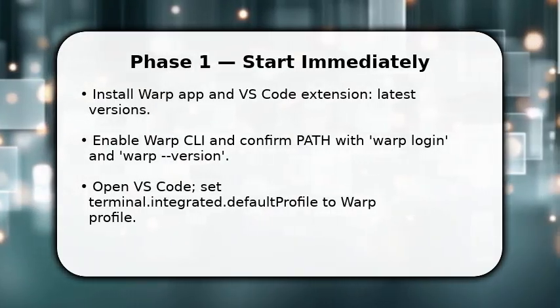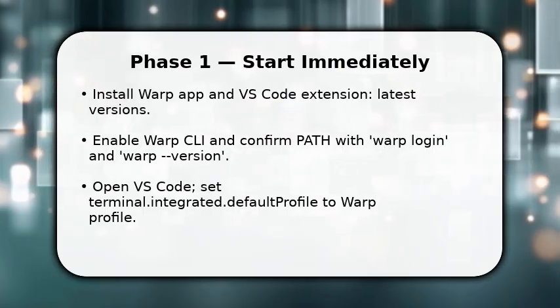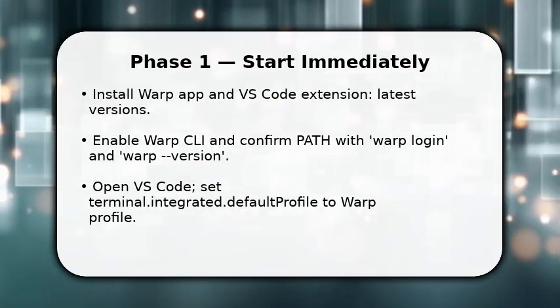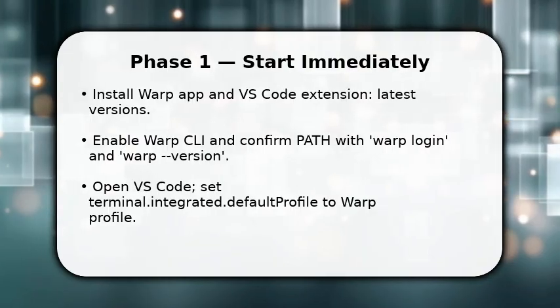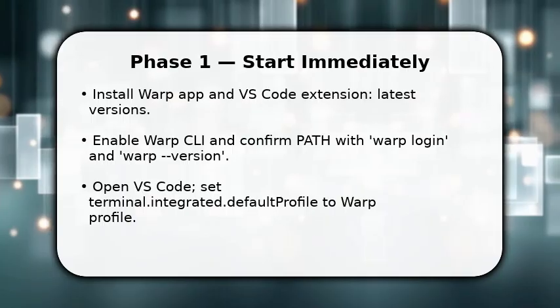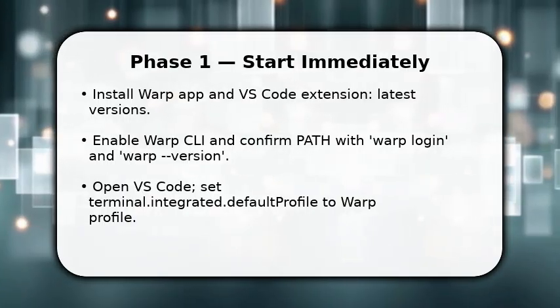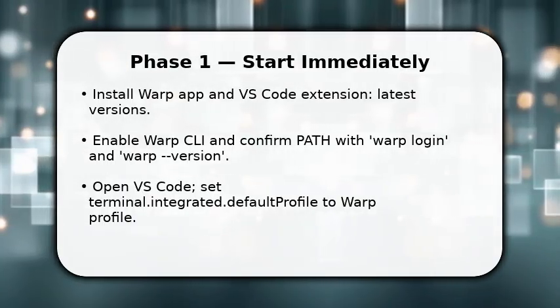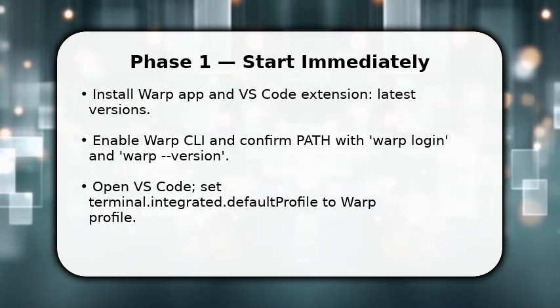Next, open VS Code and set terminal.integrated.defaultProfile to the Warp profile so new terminals launch correctly. Make sure authentication completed in Warp. Without it, sessions and sync features won't work. This gets you into an interactive Warp shell inside VS Code immediately, ready for the core setup.